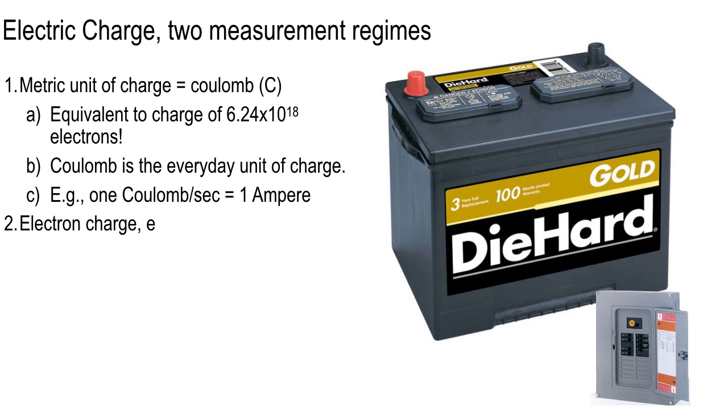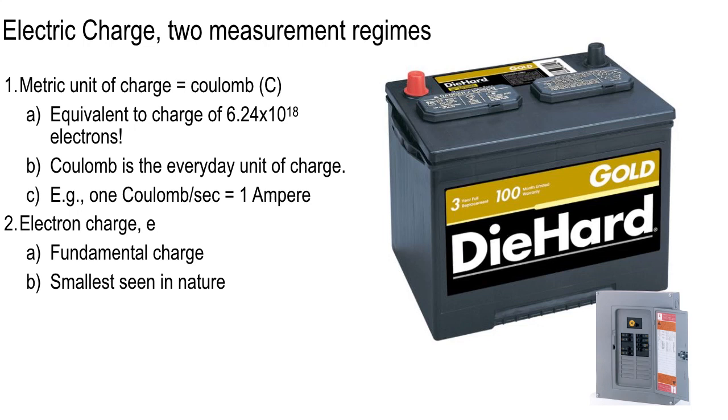Actually, minus E is the electron charge because electrons are negative. So this is called the fundamental charge. It's the smallest one that we can observe in nature. Now, we have a theory that other objects are fractions of E, but we can't actually see them, okay? And so this is nature's fundamental unit. It's a quantum of charge.